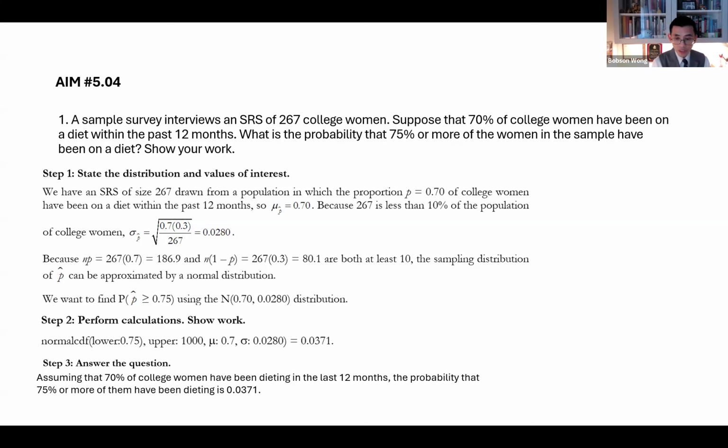So if you look at the calculations here, we see that our standard deviation formula is the square root of p times 1 minus p over n. That's 0.7, the true value, times 1 minus p, which is 0.3, divided by n, which is 267. And you notice here that we have the square root of p times 1 minus p over n. We don't say p hat because we know the true value of p. And so in this case, we do a sampling distribution of sample proportions.